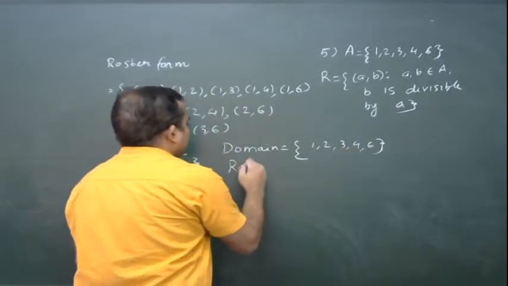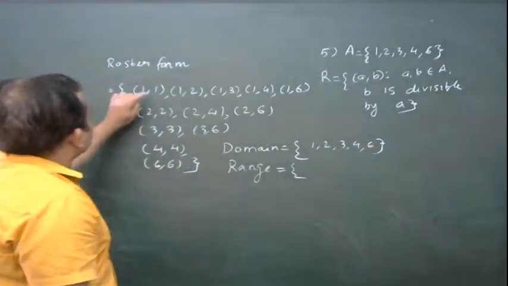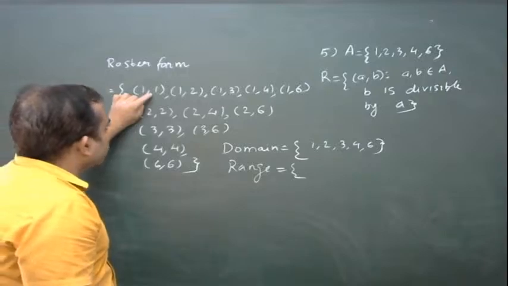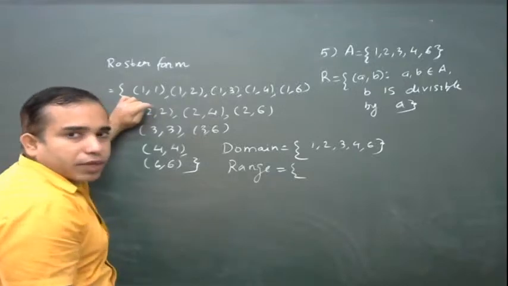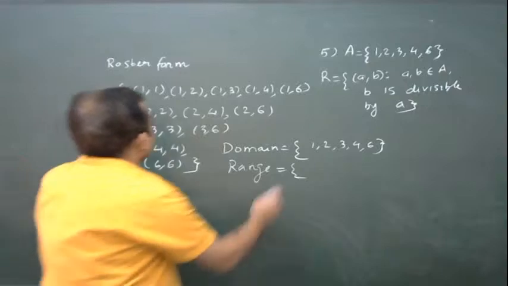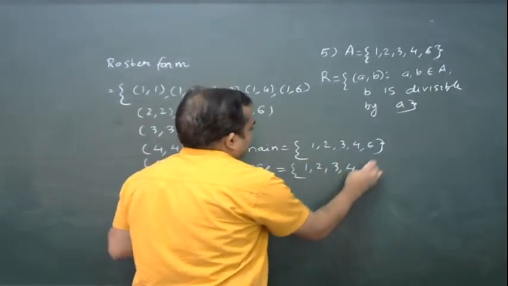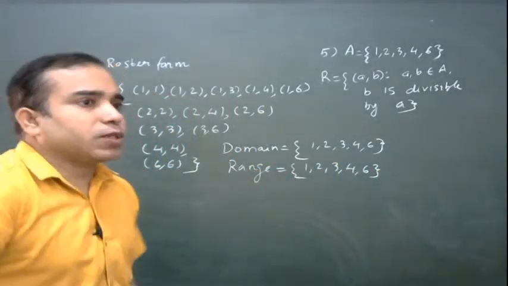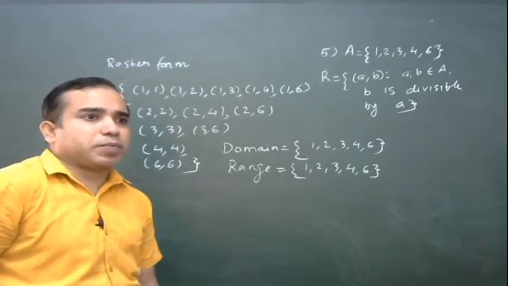And range will be the set of these second elements, and 1, 2, 3, 4, 6 all will come. If they are repeating, it is sufficient to write them one time. So the second elements, if I pick, will be 1, 2, 3, 4, 6. Right, students? Okay. Now let us move ahead. Very nice, many people have written the answer.